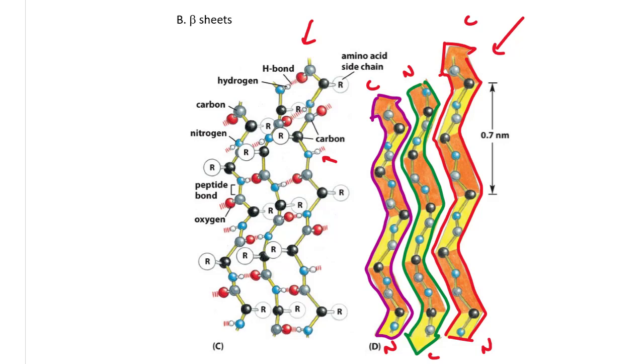So if I was going to look at a beta sheet from the side, so here's my beta sheet looking at from the side, the R group would be sticking out, alternating between coming out on one side or coming out the other side, like that. Okay?